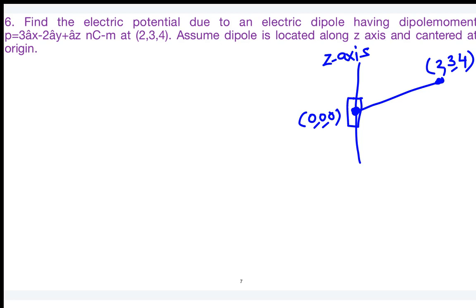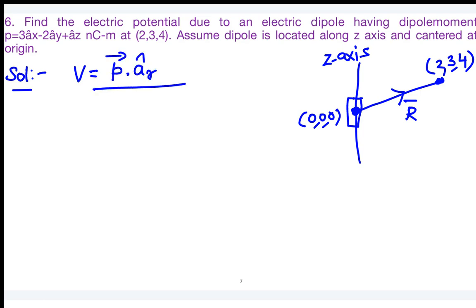So this is your radial vector, right? From source to observer, you are going to get a radial vector. In the last class, we already saw the expression for the electric potential due to a dipole. That is given, in terms of dipole moment, by P dot aR cap divided by 4 pi epsilon R square. Here, what does aR cap represent? The unit vector along this R bar direction.